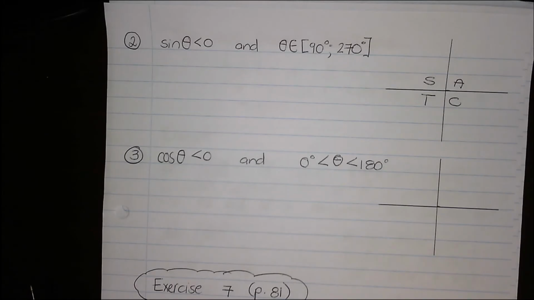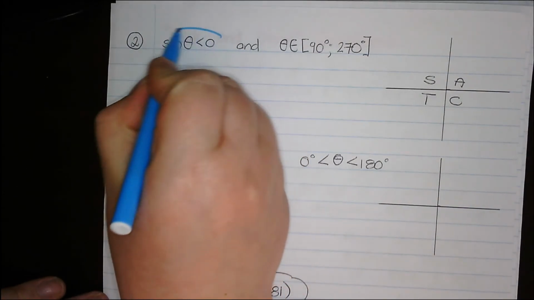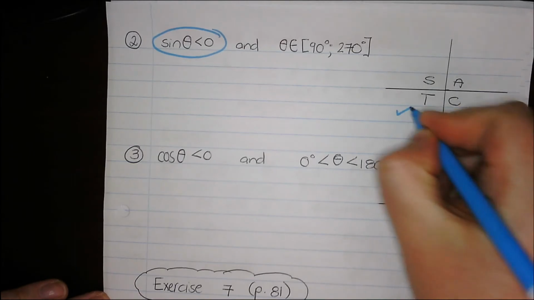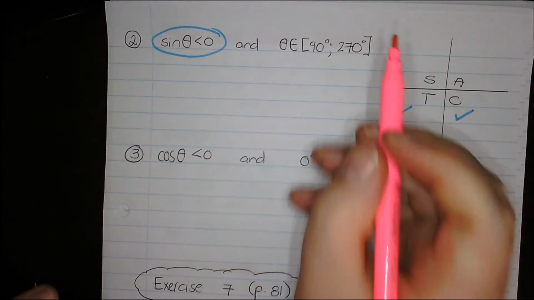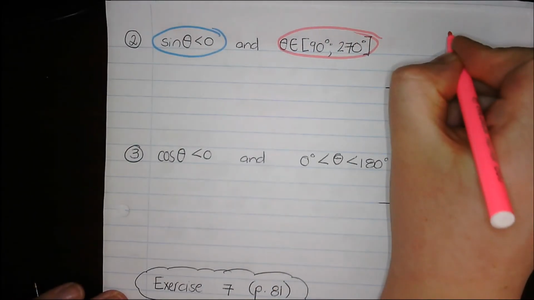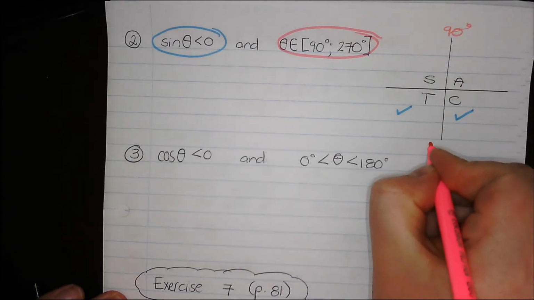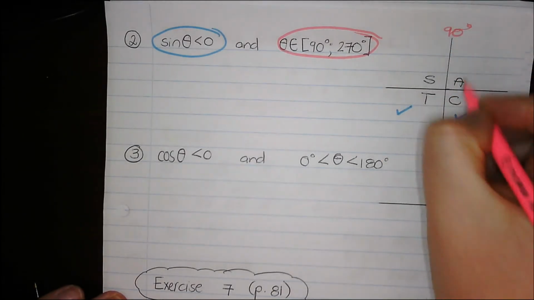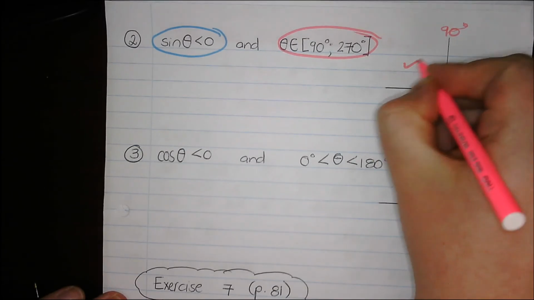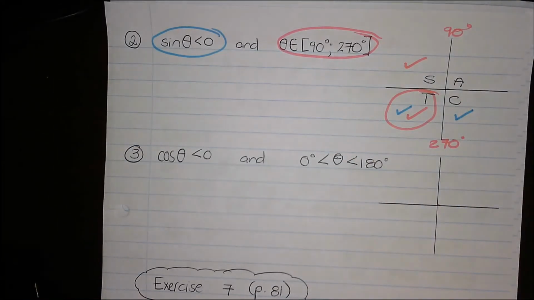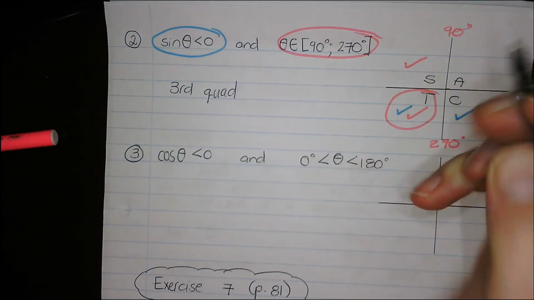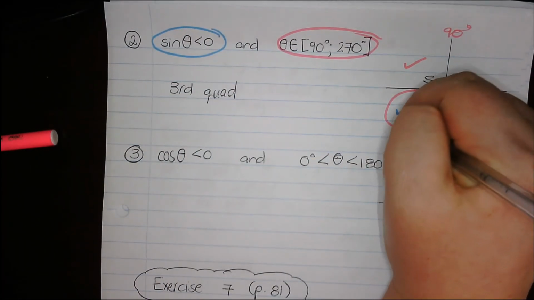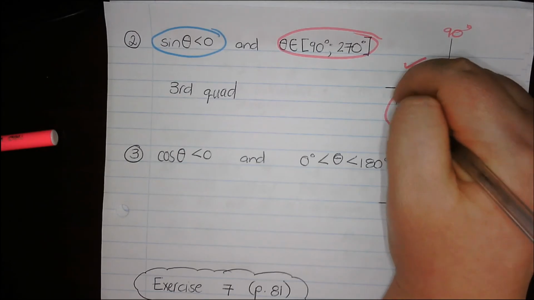2 more questions from this example. If sine is negative, we already discussed that sine is negative in this quadrant and in that quadrant. And theta lies between 90 and 270. 90 starts over here and 270 ends over there. So it's between 90 and 270 here and here. So together that gives us the 3rd quadrant. Right. If we had to draw a triangle here, it would start in the origin and make a radius with our dotted line there.